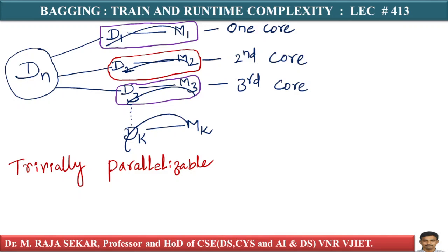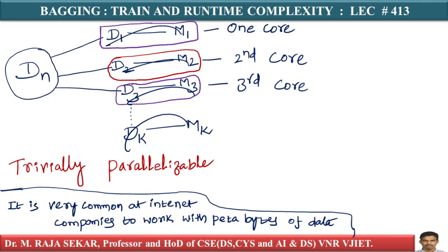Of course, parallel algorithms is a huge area of research in machine learning. We are sitting on petabytes of data. It is very common, especially at internet companies, to work with petabytes of data. Our big goal is how do I take petabytes of data and train models on top of it.